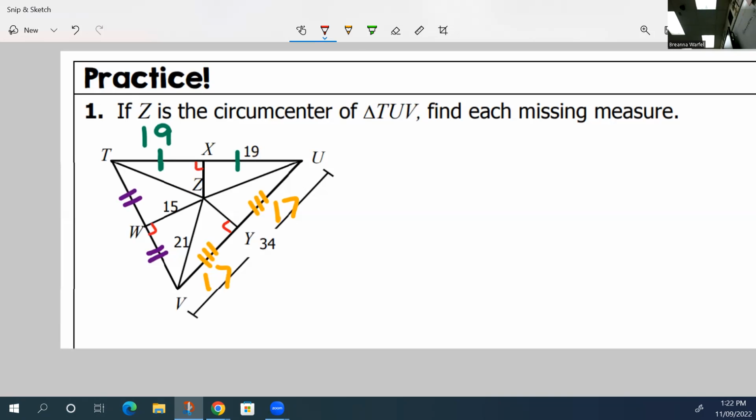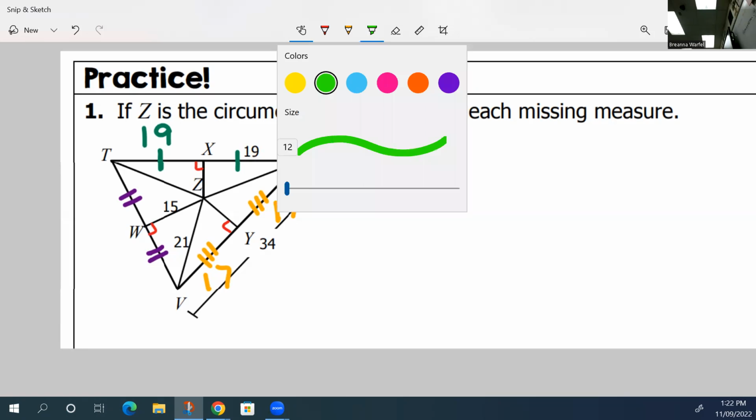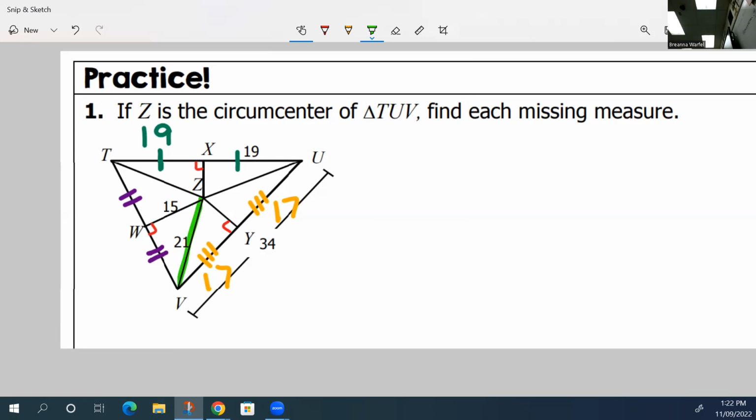Okay, we also know that this length from V to Z, from the vertex to the circumcenter, is 21. Well, in the notes, it tells us that every one of those is congruent. So that means T to the circumcenter and U to the circumcenter are also 21. So I'll list that on there. So that means that each of these are also 21. This is 21, this is 21, and then you have your other 21. Okay? So we need to figure out some of these measurements.